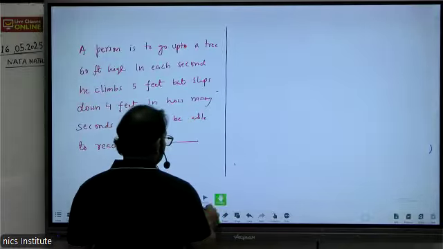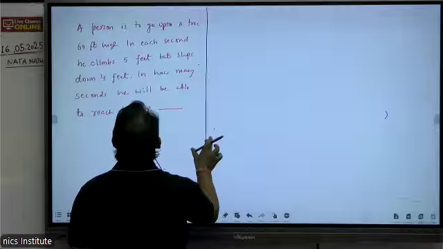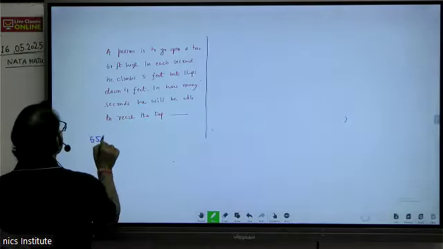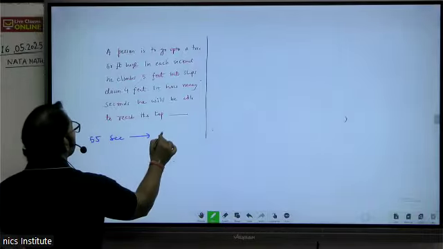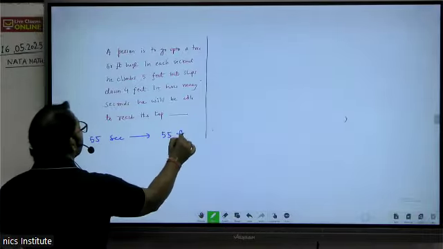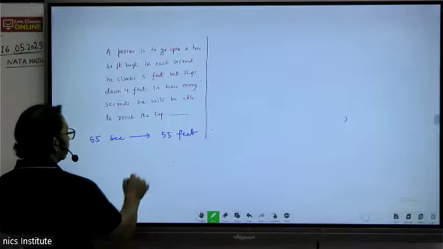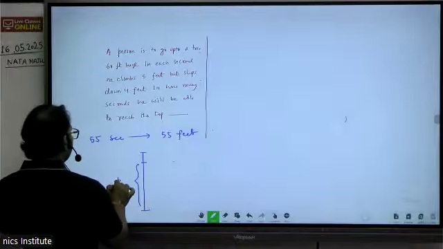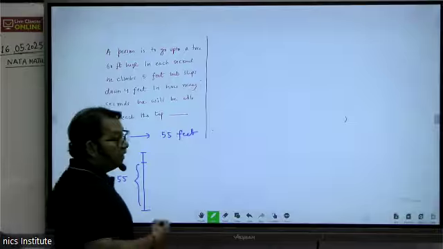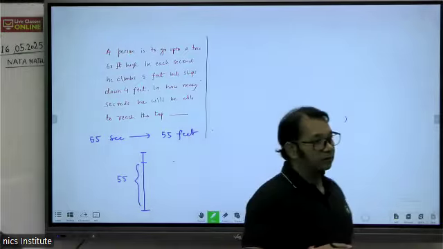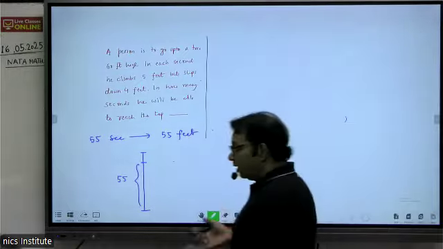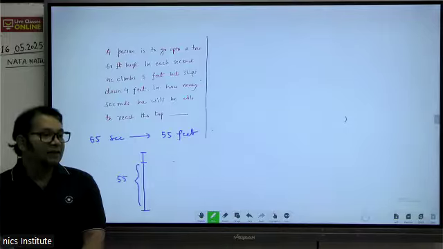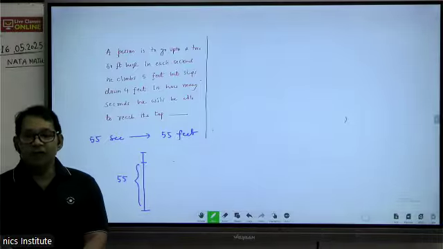Why 56 is the correct answer? Let's try to understand. In 55 seconds, he'll reach how much high? 55 feet, right? In 55 seconds, he'll be able to reach 55 feet. Now, the very next second, he'll be climbing. First he climbs 5 feet, no? So he has reached 60 feet.